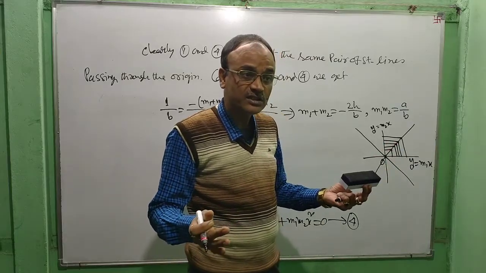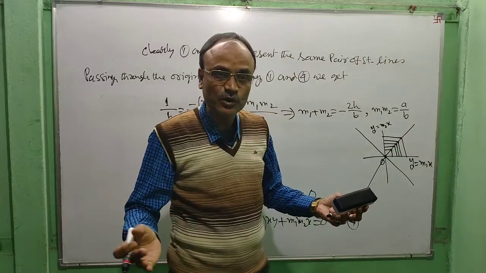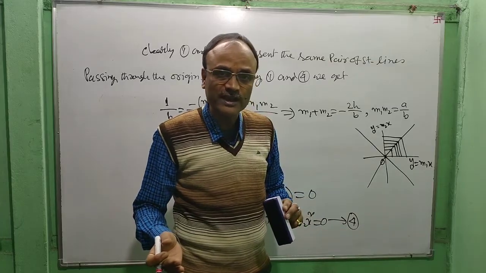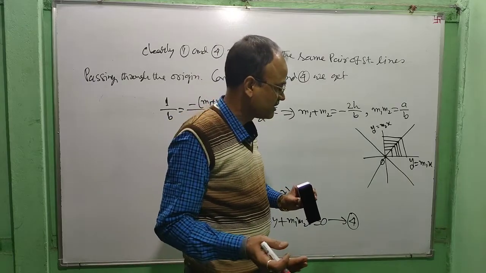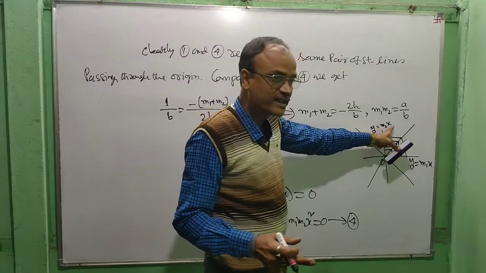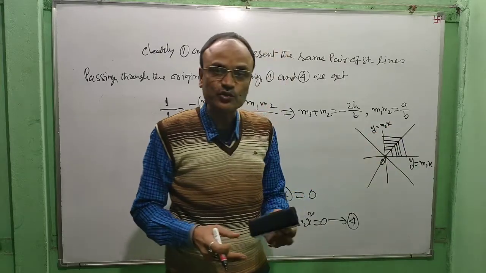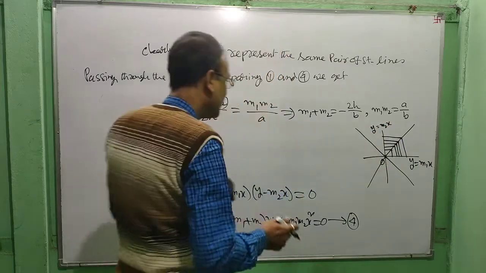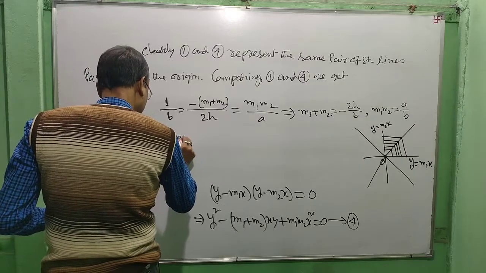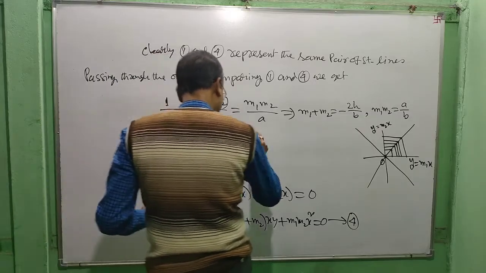What is the locus of this point? The locus of this point is the bisector. The locus is y minus m1x divided by root over 1 plus m1 square equal to y minus m2x divided by root over 1 plus m2 square. This is the locus. Now the equations of the bisectors.